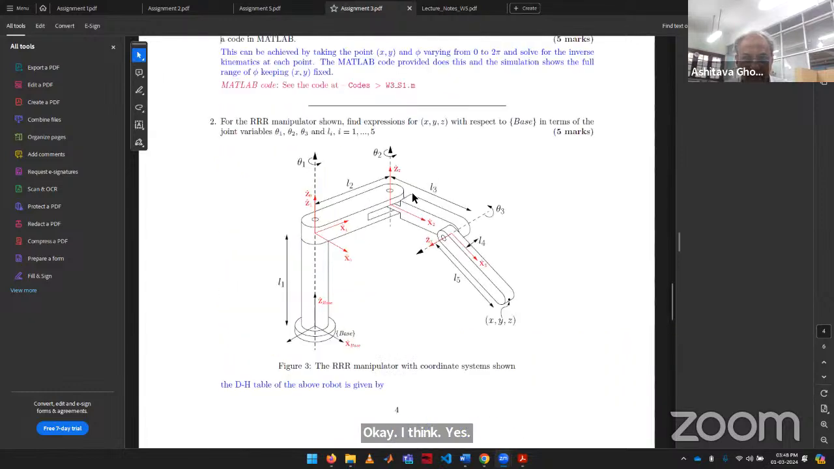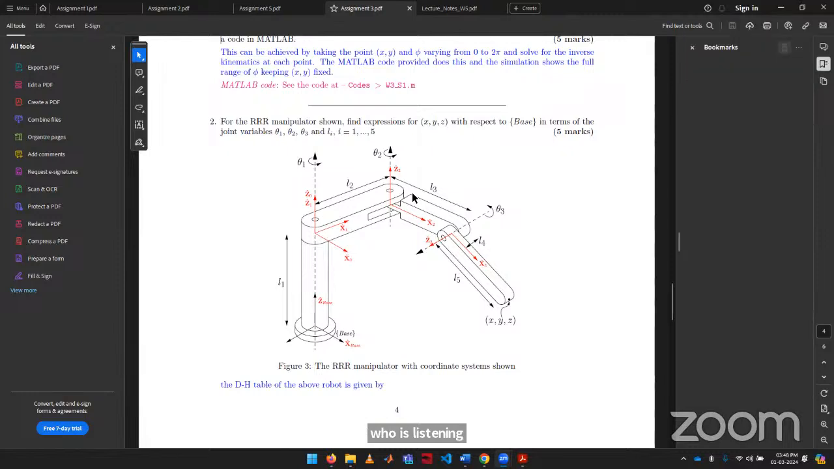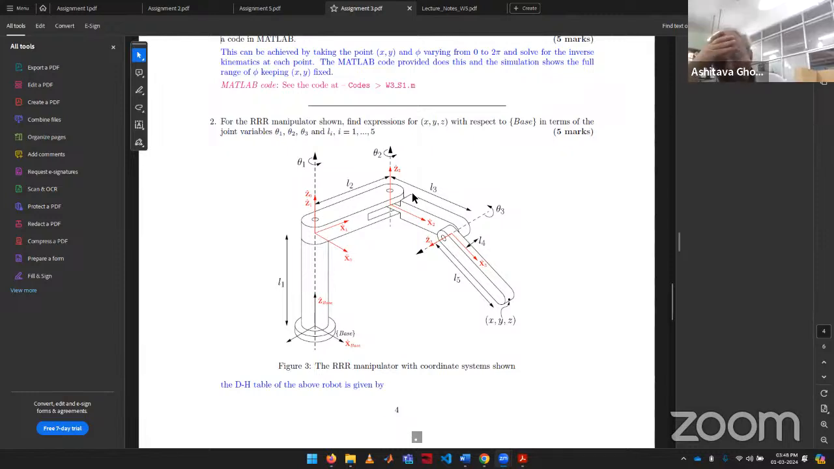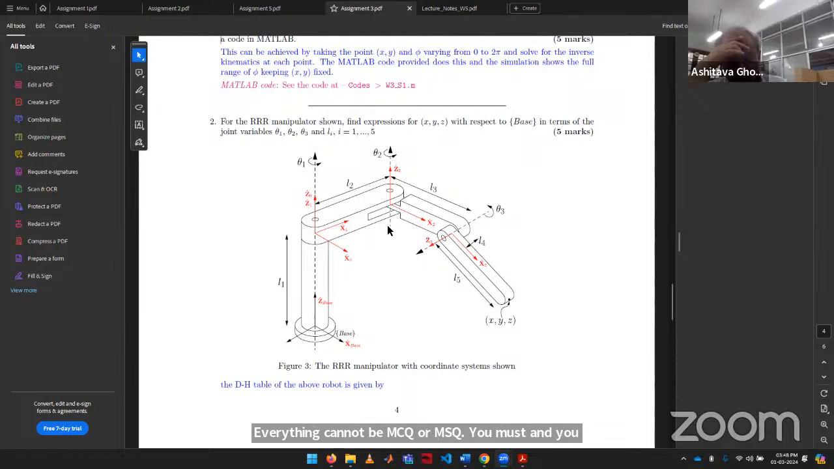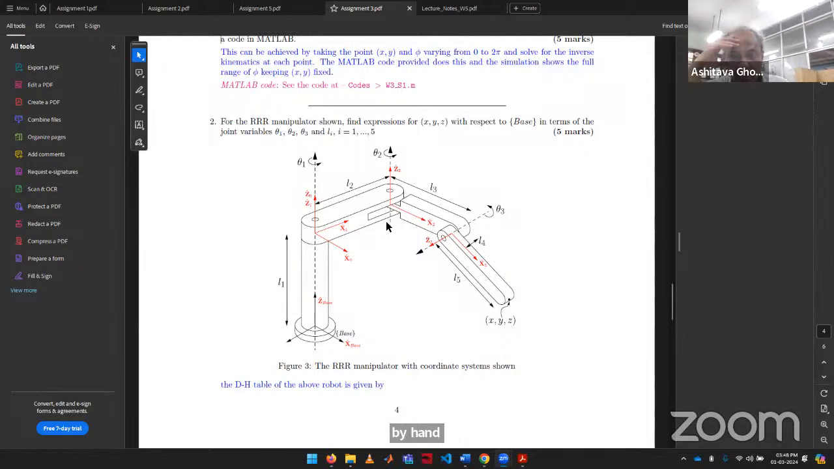This is another thing which I want to tell everybody who is listening: this is a robotics course. Everything cannot be MCQ or MSQ. You must do at least 1 or 2 problems by hand. Unfortunately, this is a course in which you must do that.